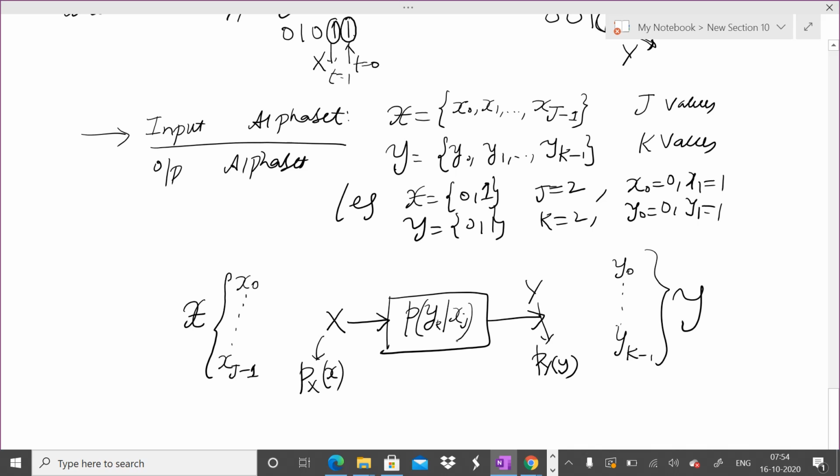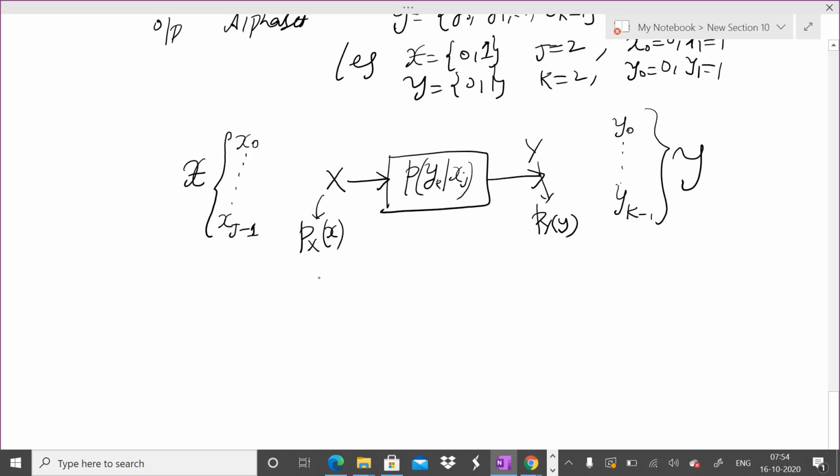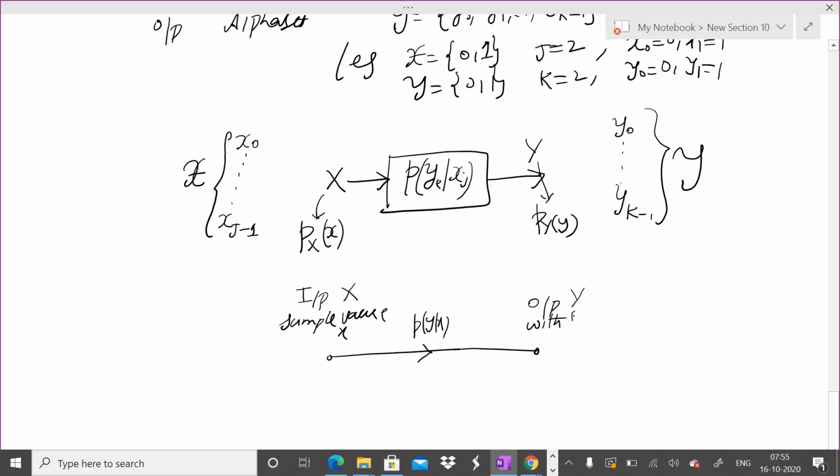Suppose you have input x and it takes any sample value, a particular value small x. And with this conditional probability, the receiver will receive output y with some sample value y. So this channel is called a discrete memoryless channel. We will call it DMC from now onwards.